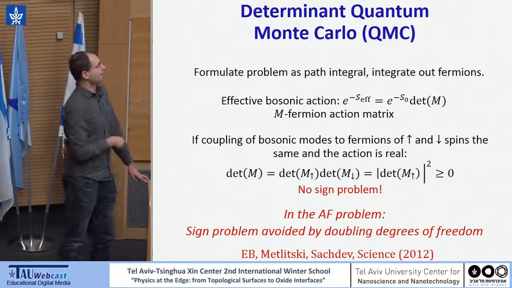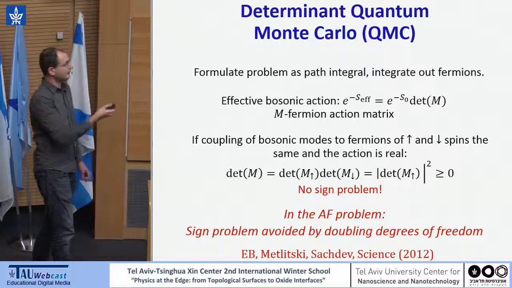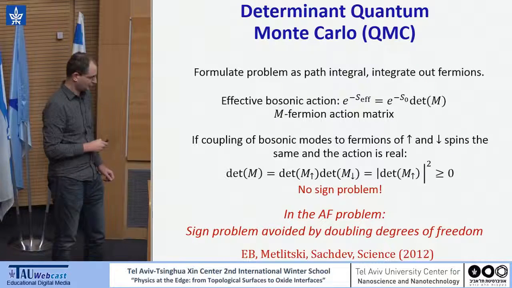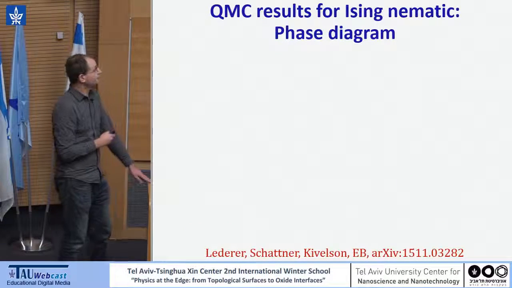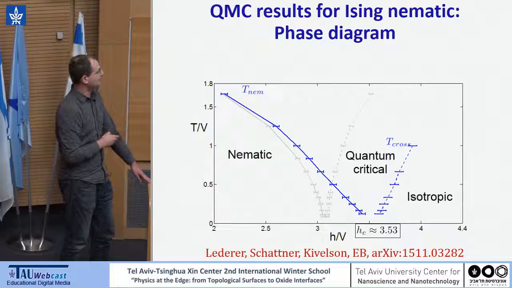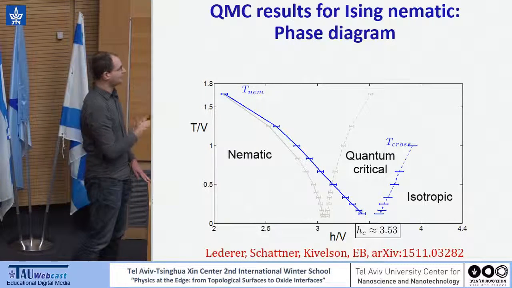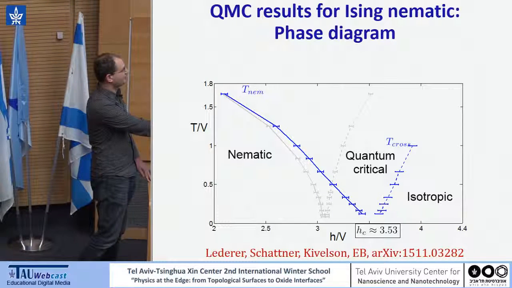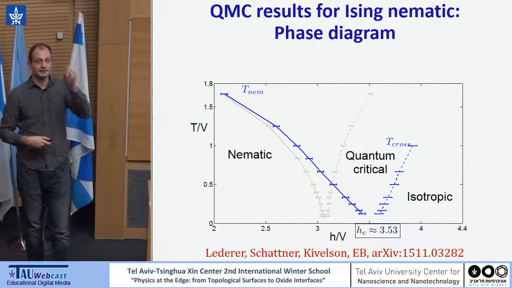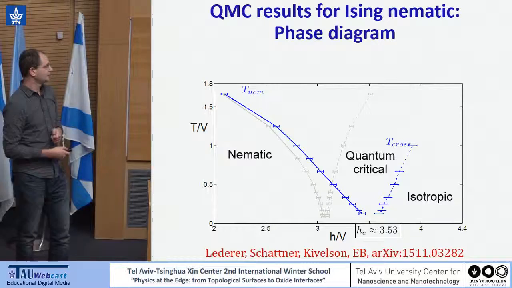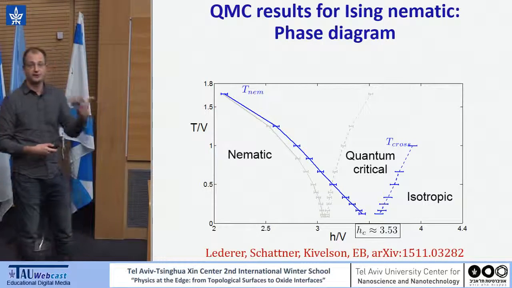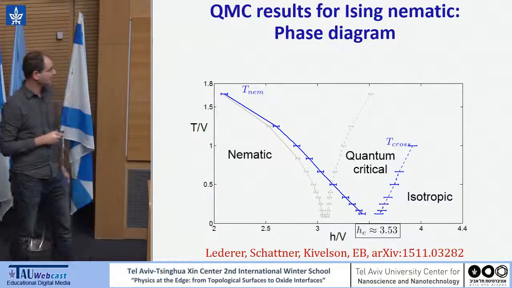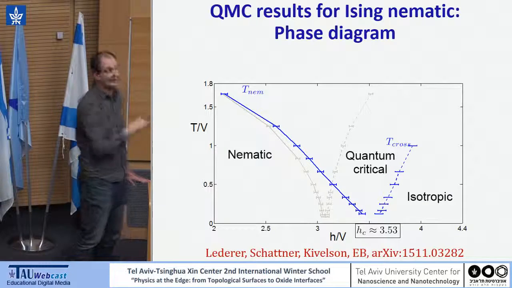I'm integrating out the fermions, doing bosonic quantum Monte Carlo for the pseudospin degrees of freedom, and now I'll show you some results. First of all, the phase diagram as a function of two parameters. I fix alpha to some value, and this is the phase diagram as a function of h over v, the transverse field of the pseudospins. That's a parameter that controls the strength of quantum fluctuations of the pseudospins, and this is temperature, measured in units of V also.